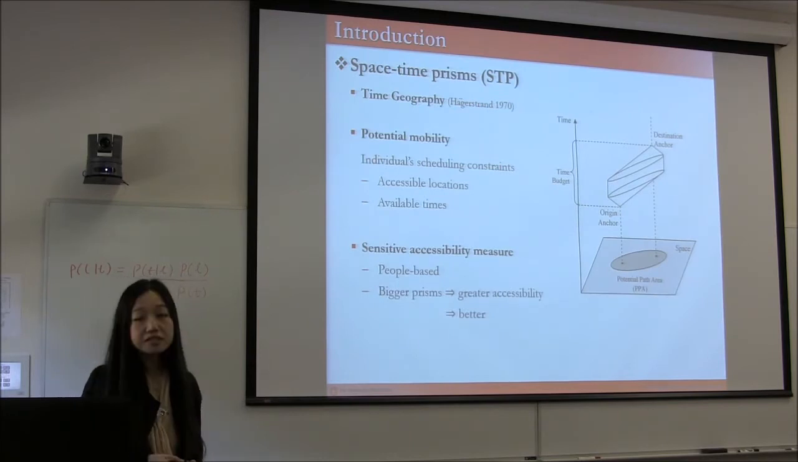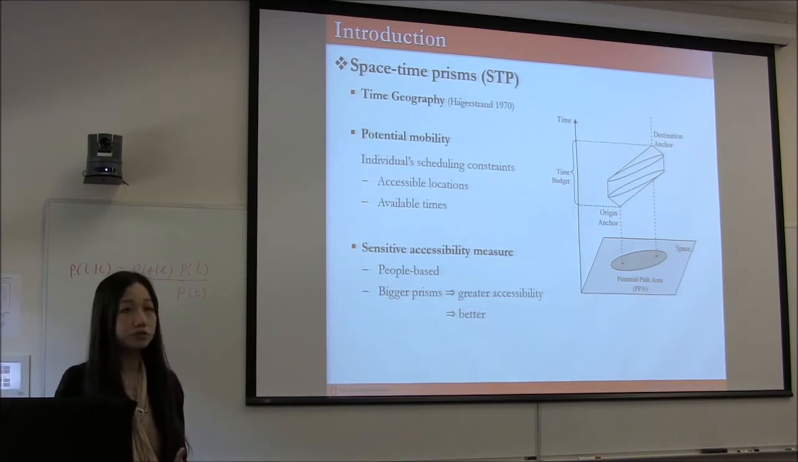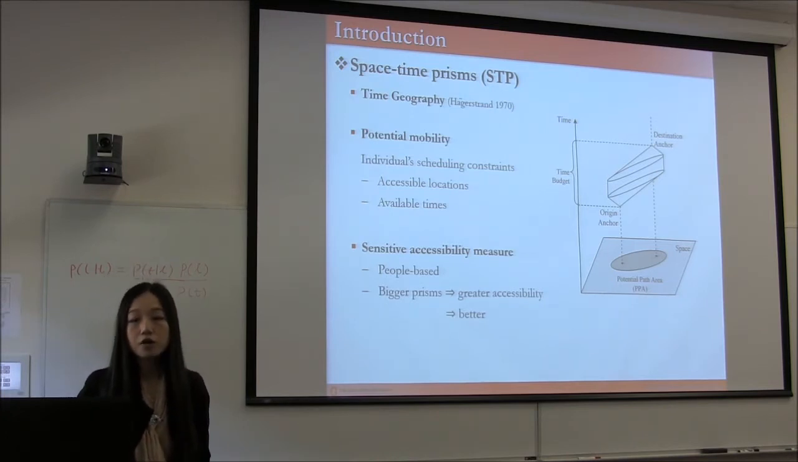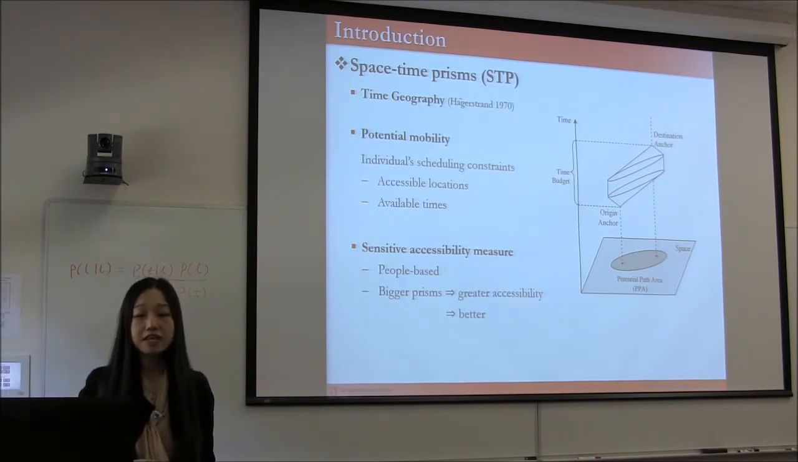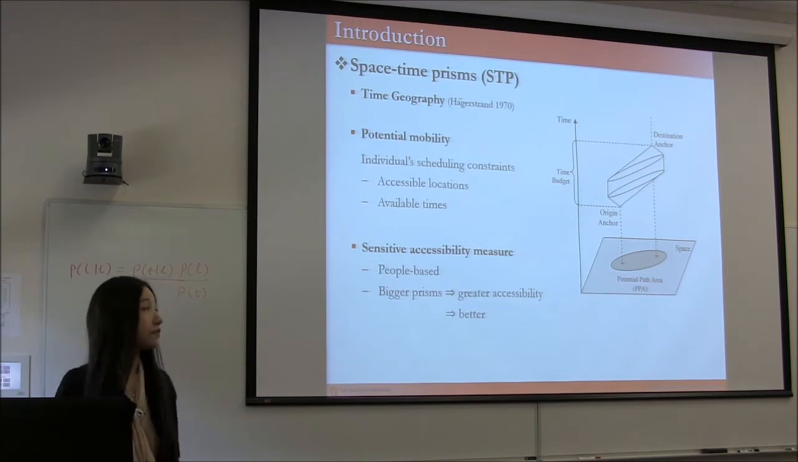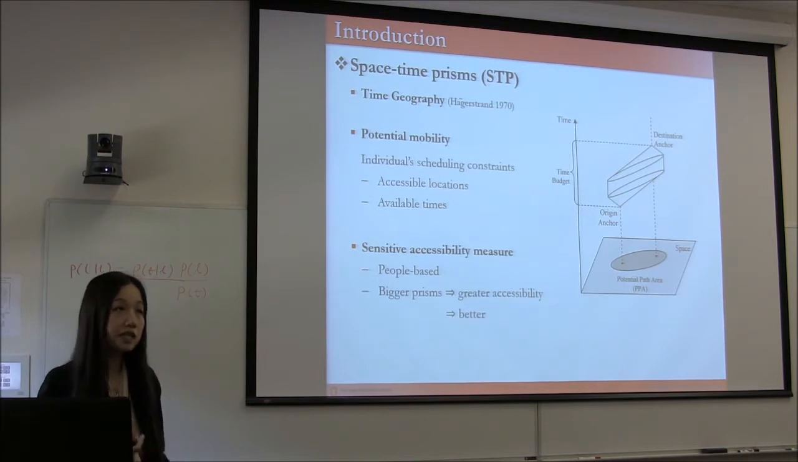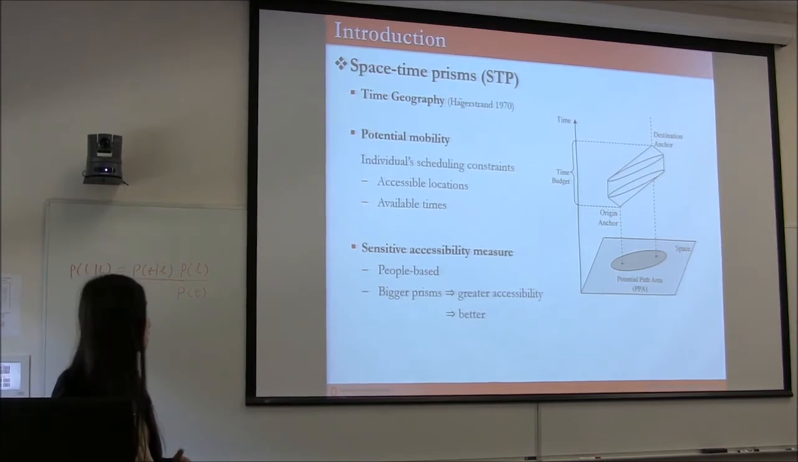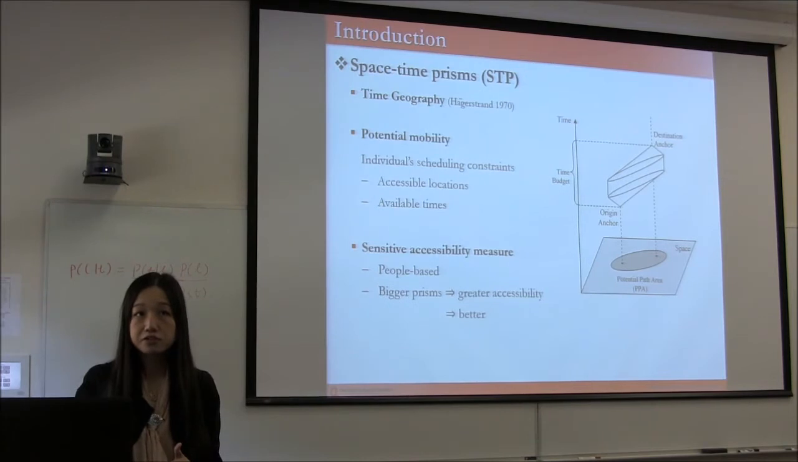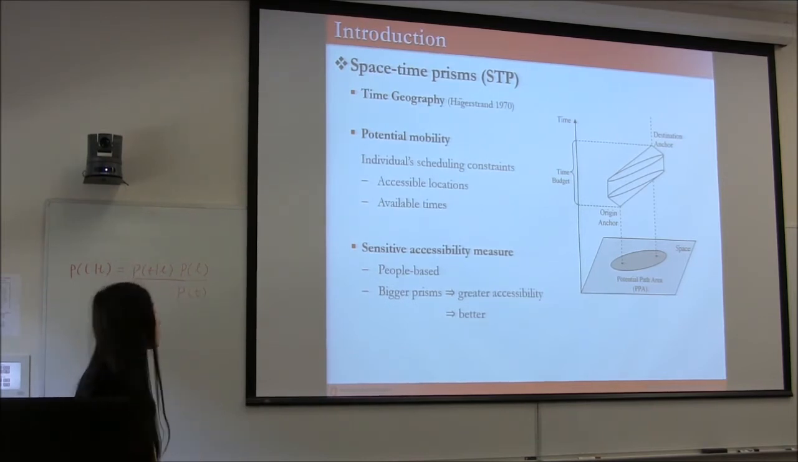The space-time prism is a key concept in time geography that can capture individual mobility. It can define the potential mobility of an individual given their scheduling constraints. Given the origin and destination locations, the time budget they have for traveling and conducting activities will limit what the accessible locations for activities are and what the available time at those locations is.